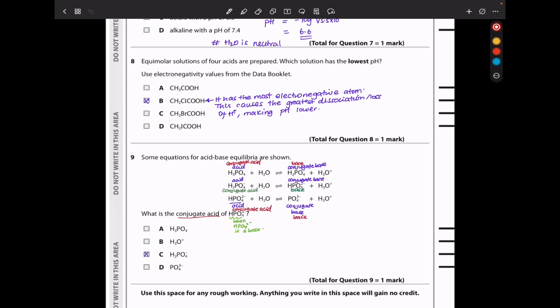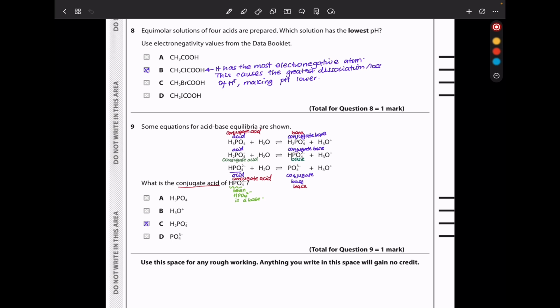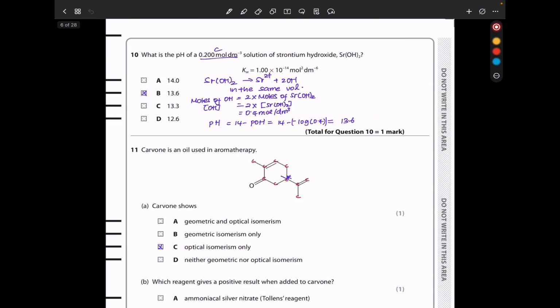In question 9, some equations for acid-base equilibria are shown. What is the conjugate acid of HPO4 2-? I went through all the equations. In this case, this is the acid, that is the base. So if we are looking for the conjugate acid of this, it means we are looking for the equation where this is going to be a base. And we can see it's in this equation, this is a base, so the conjugate acid is going to be H2PO4-, so that is the answer.